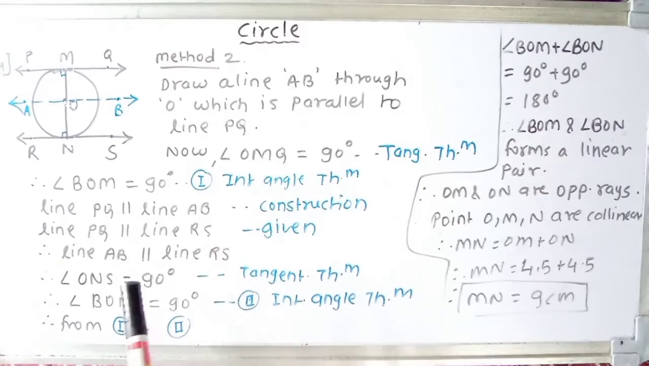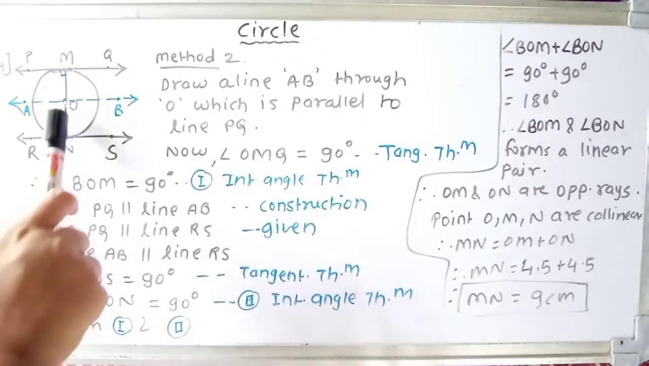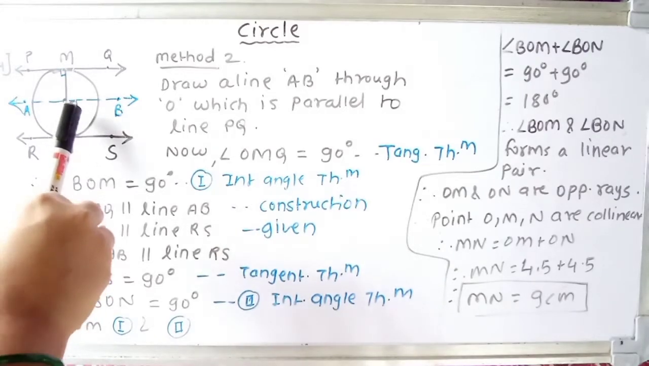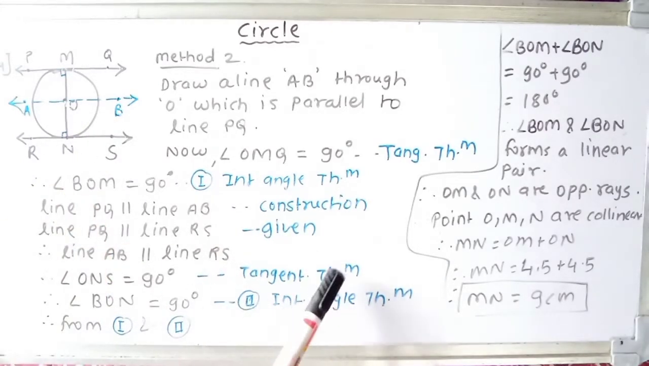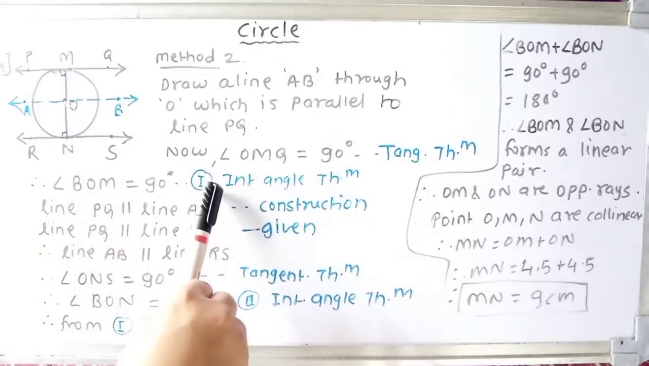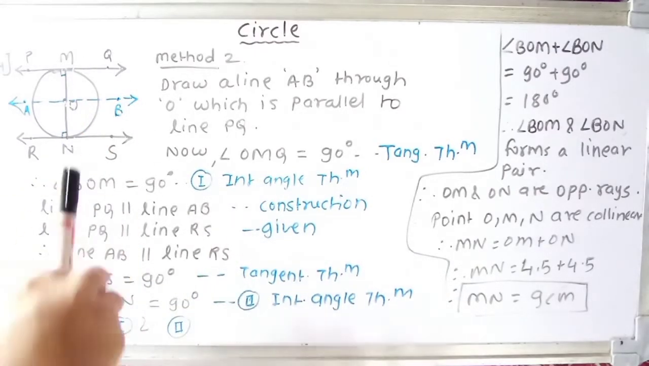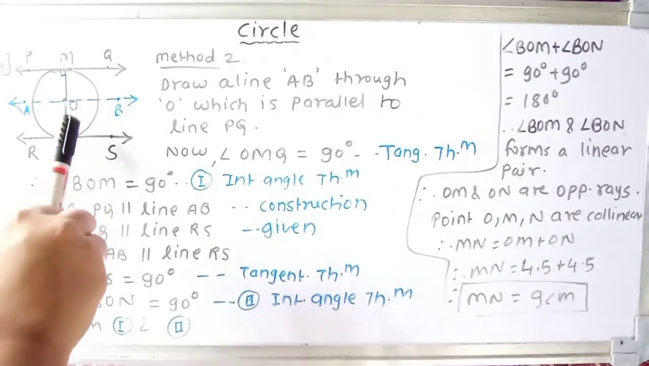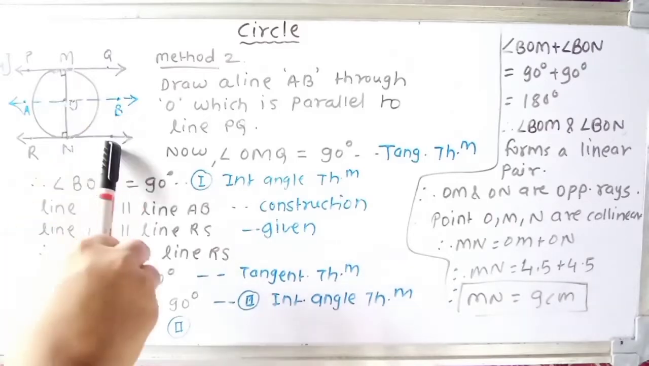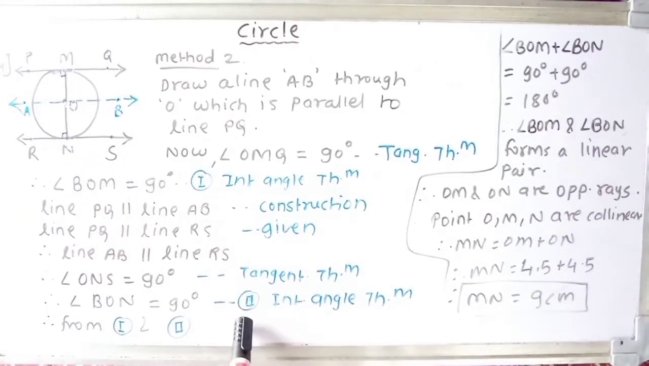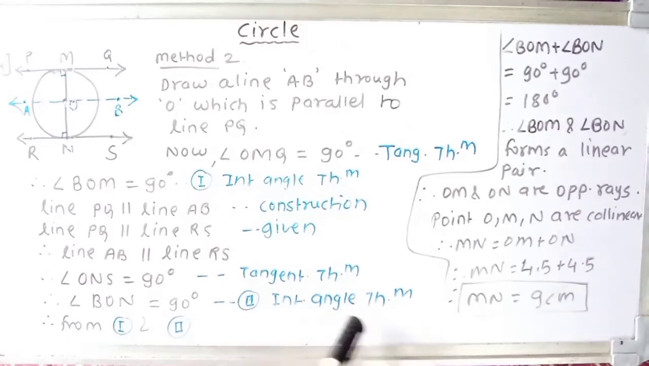Okay, so again you can write ONS. This is a tangent and this is the radius. Yes or no? So the measure of angle ONS is also 90 degrees. The reason is the tangent theorem. Same way as the first one, you can write angle BON is also 90 degrees because BON and this ONS are interior angles. So give it as equation number 2. The reason is the interior angle theorem.